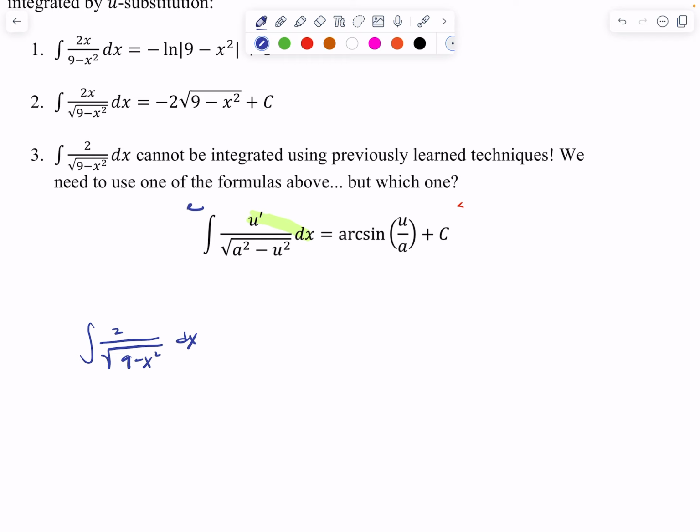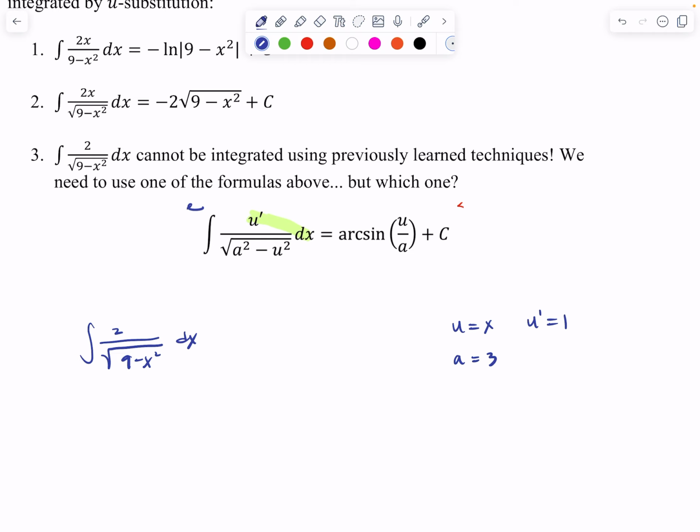Okay, so if we're trying to integrate 2 over the square root of 9 minus x squared dx, let's think about the different parts of this integral that would match up with this formula. So the way that this is written, that means that u would be equal to x, and therefore u prime would be equal to 1. And we could say that a would be equal to 3, right? 9 can be written as 3 squared.